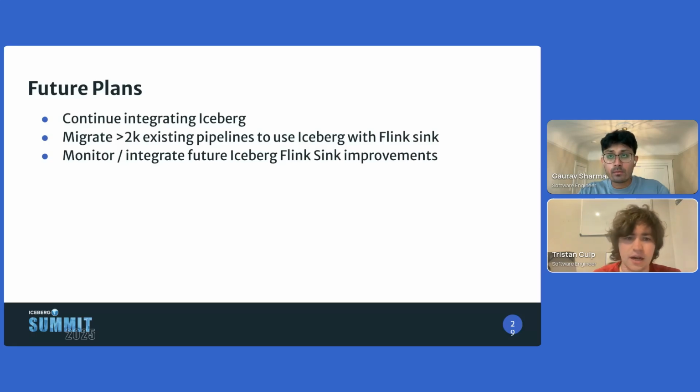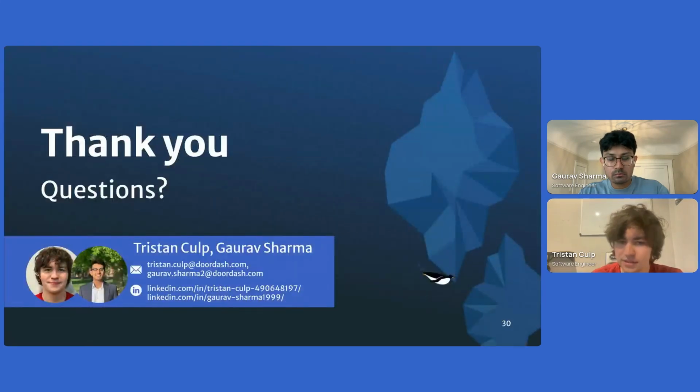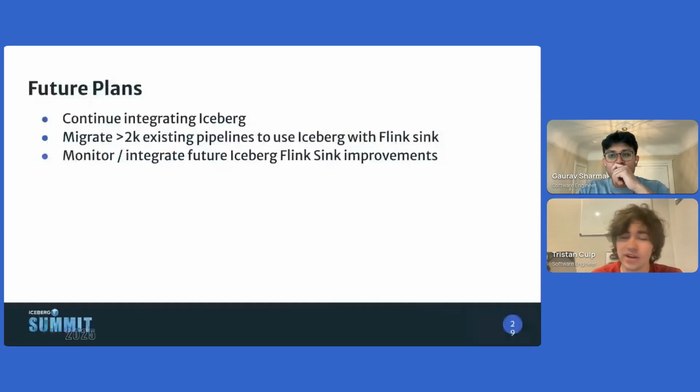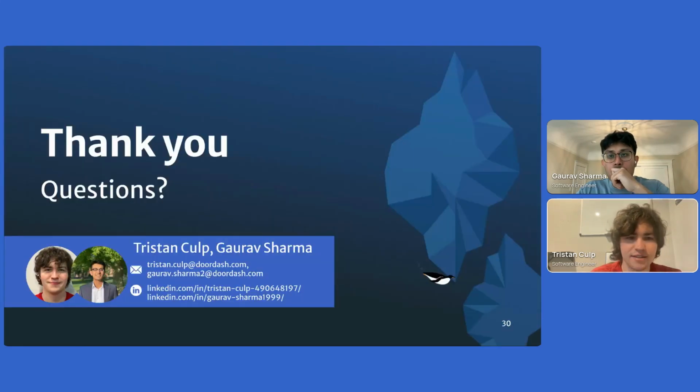It's a very long tail. And this big migration, who knows, maybe we'll use LLMs or AI to help us with this. But yeah, we want to continue getting these cost savings and continue really adopting Iceberg into our platform. So yeah, overall, it's been a very good process, and we've seen a lot of benefits.